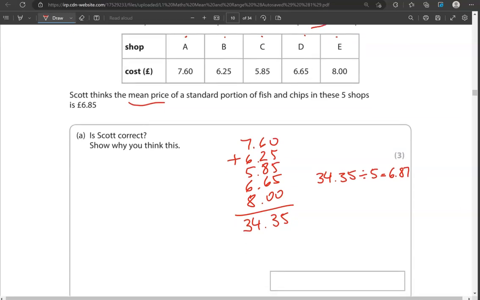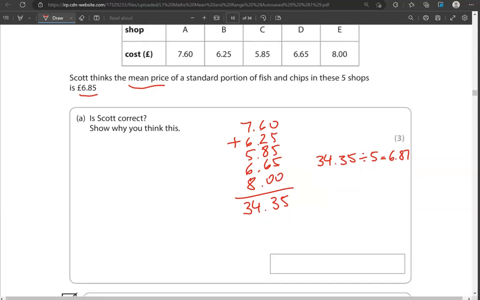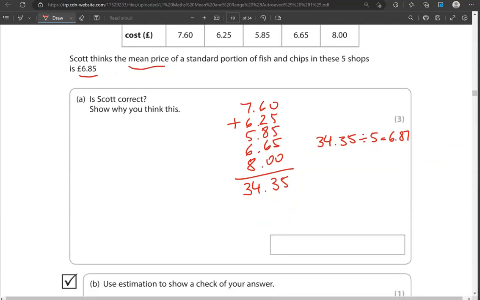So comparing that to £6.85, this is higher. 2 pence higher, but it is still higher. So we're going to say no.